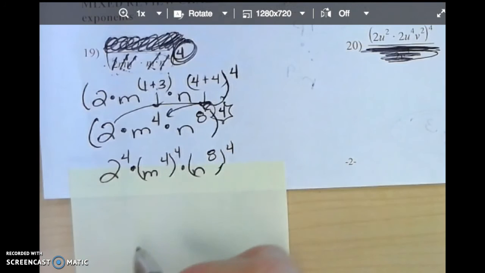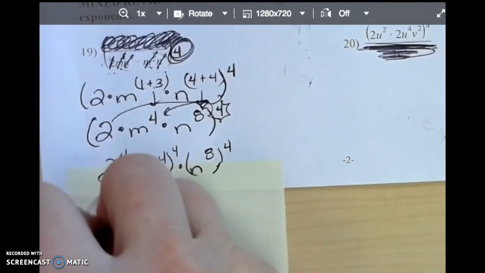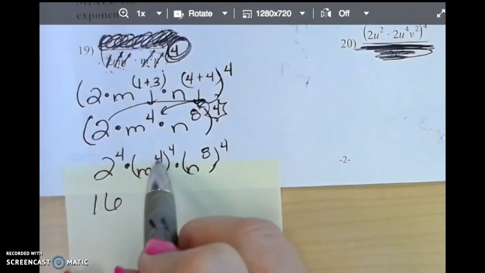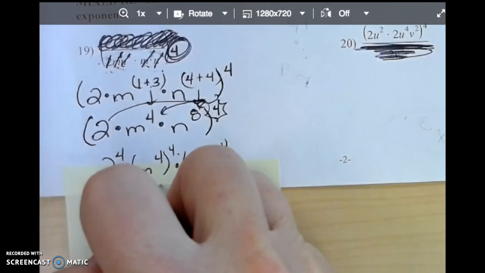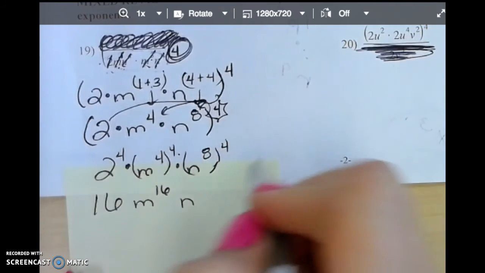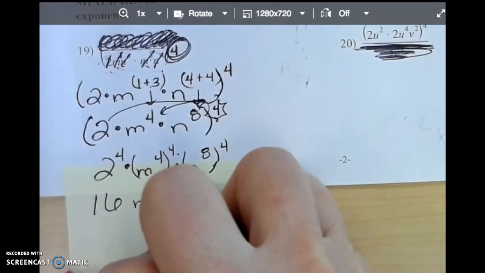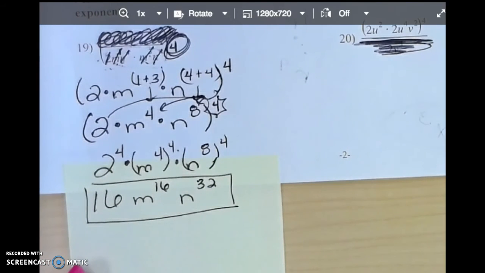So 2 to the 4th, that's 2 times 2 times 2 times 2, which makes 16. M to the 4th becomes m to the 4 times 4, which is 16. And n to the 8th to the 4th becomes n to the 8 times 4, which is 32. And that is your final answer.